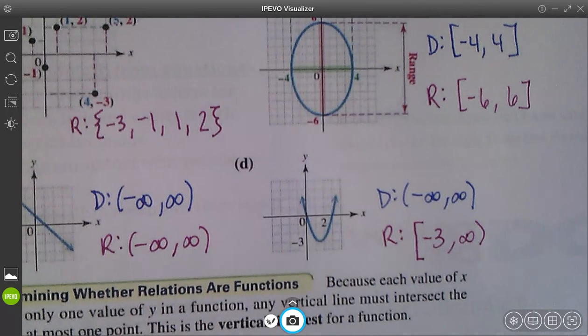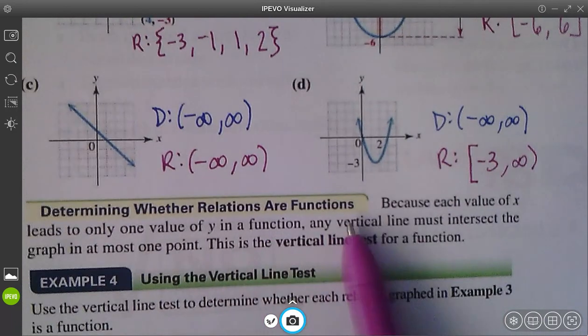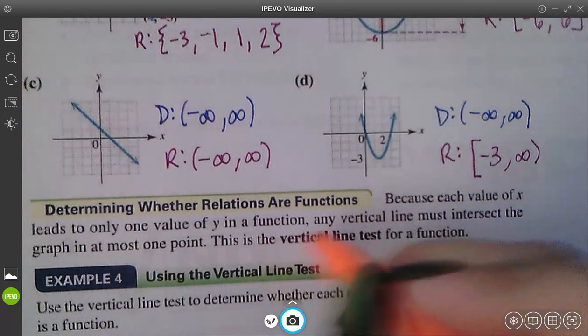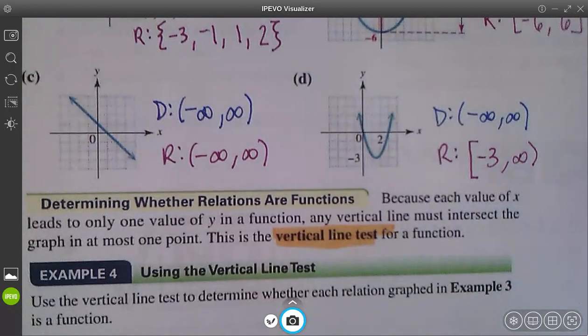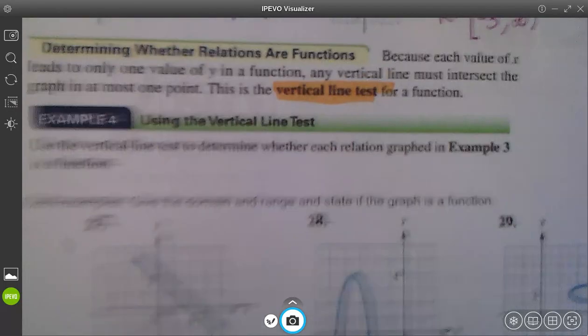Okay, because each value of x leads to only one value of y in a function, any vertical line has to intersect the graph at most in one point. This is called the vertical line test. The vertical line test says that if you draw any vertical line, that vertical line can only cross the graph in one spot. Otherwise, the graph is not a function. So we're going to use the vertical line test to decide if these are functions.